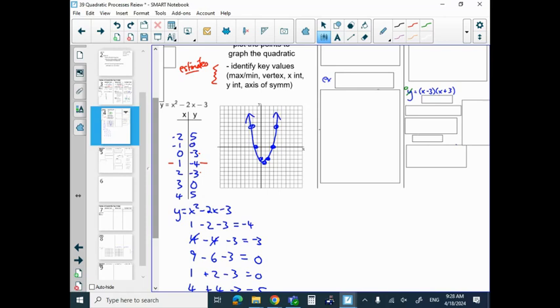So that is our graph. That's to make it nicer. And obviously then you could tell here you've got the vertex, which we could tell from here anyways was (1, -4). Means that's a minimum of y equals -4. We've got our axis of symmetry, x equals 1.